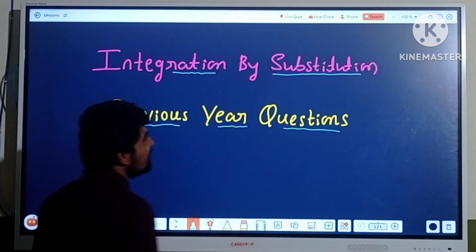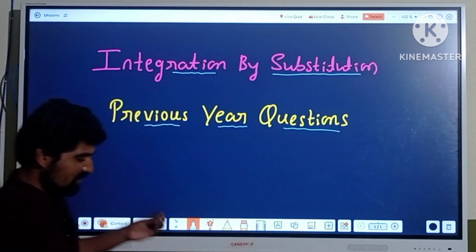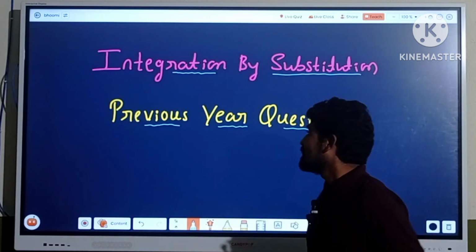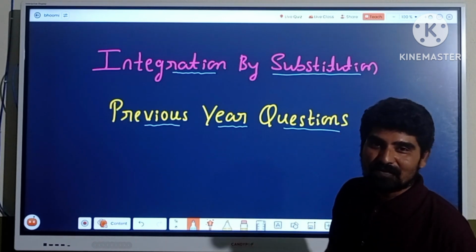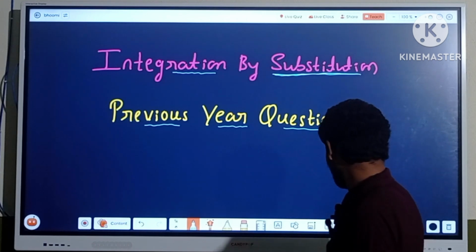What is the concept here? Integration by substitution. Firstly, I would like to discuss when we are going to use this substitution method. Which type of integral problems are going to be solved by using this substitution method? So let's start the concept.